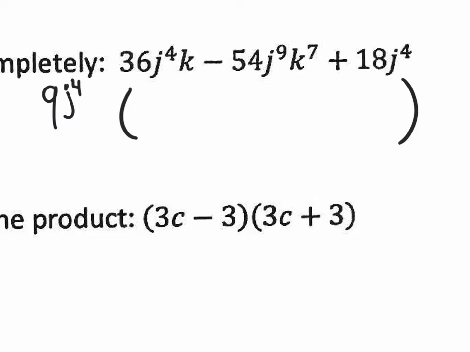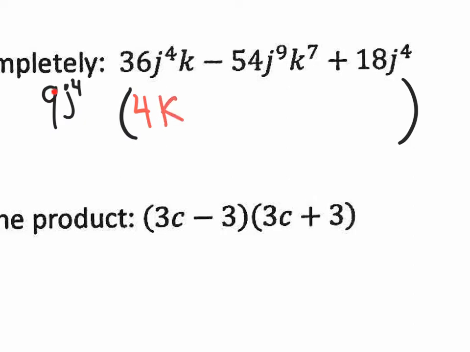Now what's left over on the inside? You're going to go 9j to the 4th times what? Gets us 36j to the 4th k. Once again, 9 times 4 is 36. So we can put a 4 on the inside. And then j to the 4th times 1 is j to the 4th. And of course, we need a k here in order to produce that k up there. So 4k is our first term.